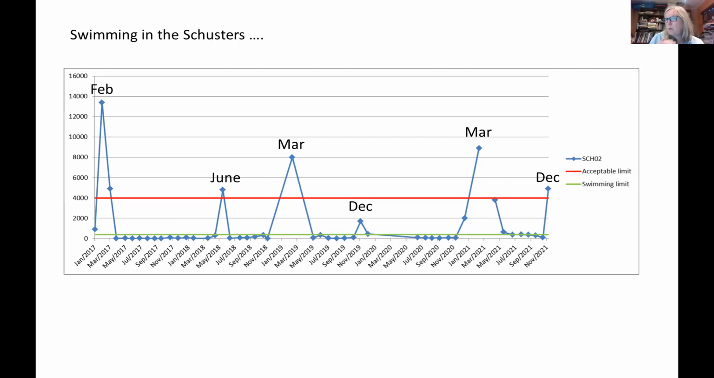So in some ways we can be quite glad that the river is remaining at an acceptable limit for swimming for most of the year, but we do need to be concerned that there are these peaks, and also to know which times of the year it's safe to swim in the river.